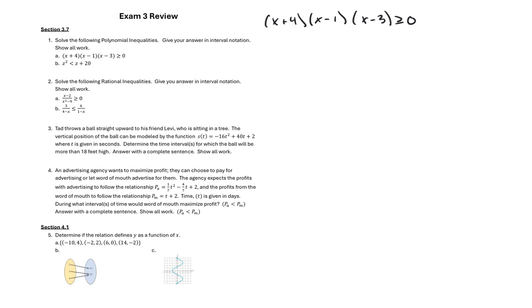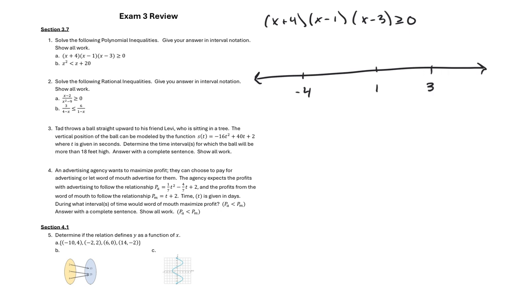Okay, so this one's set up a little bit easier for us, and we can see that these are going to be our three factors, right? Because if we were to plug in -4 into this first one, we would get 0, which would make the whole thing 0, etc. So what we can do is draw a number line to help us figure this out.